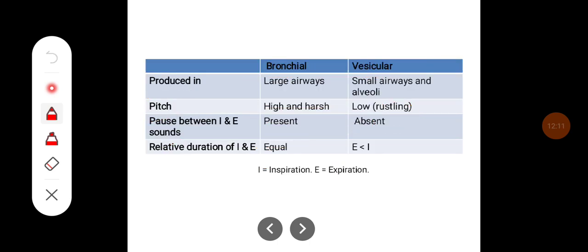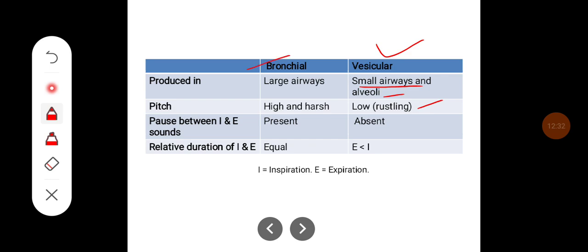So normally, all over the lung fields, the vesicular breath sounds are heard. These vesicular breath sounds are produced in the small airways and the alveoli, and they are low pitch sounds. They are soft, rumbling and rustling sounds.